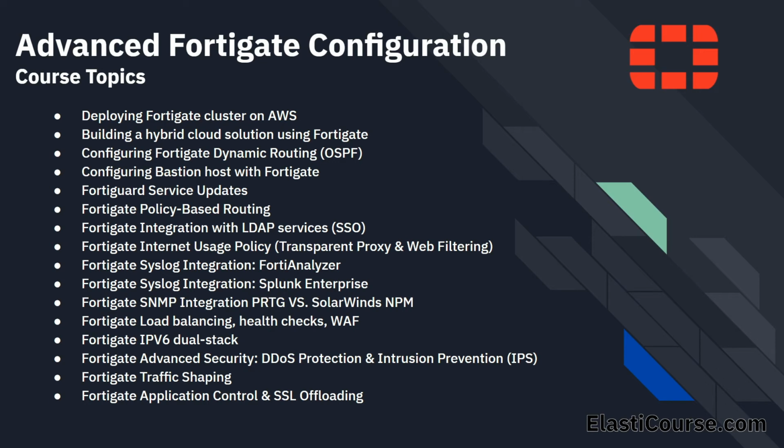And then we will also build IPv6 enabled web servers and protect it using services like DDoS protection or intrusion prevention system. And next, we will learn how to prioritize and throttle network traffic using Fortigate traffic shaping.